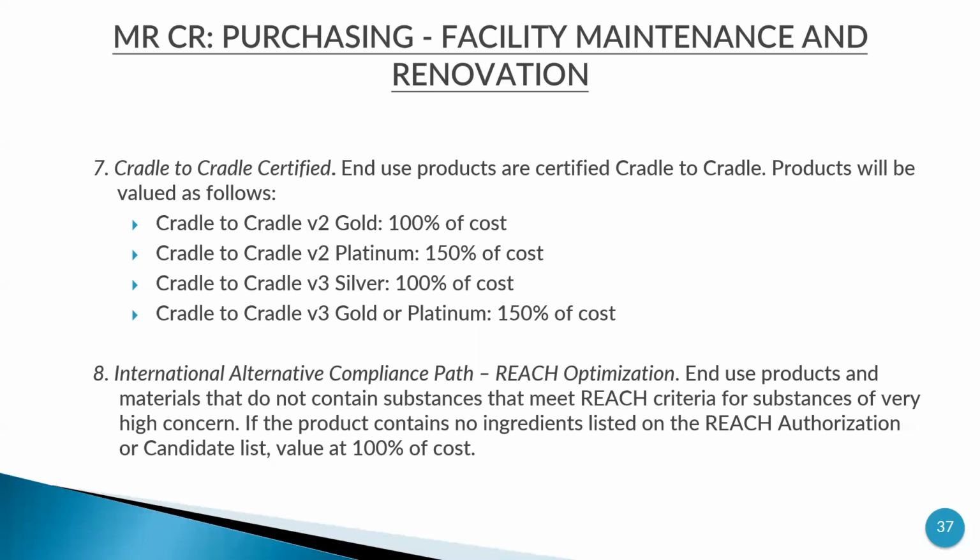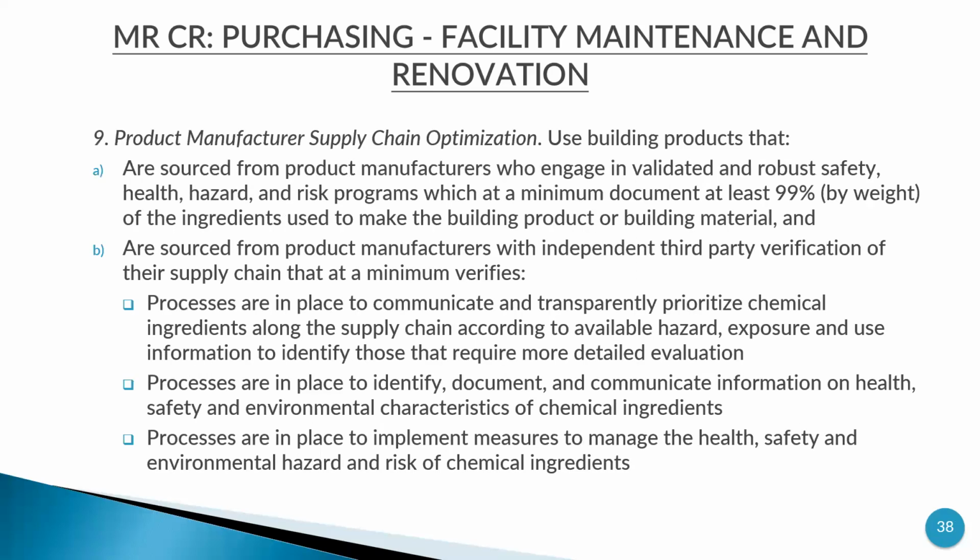International Alternative Compliance Path, ACP. It is a REACH optimization. What is this REACH? End use products and materials that do not contain substances that meet REACH criteria for substances of very high concern. Again, REACH is another kind of certification like Cradle to Cradle or any other things. If the product contains no ingredients listed on the REACH authorization or candidate list, value it at 100% of the cost.